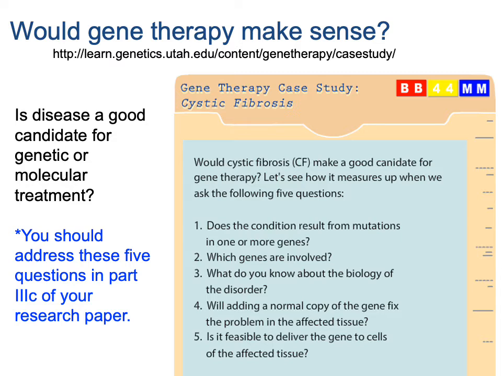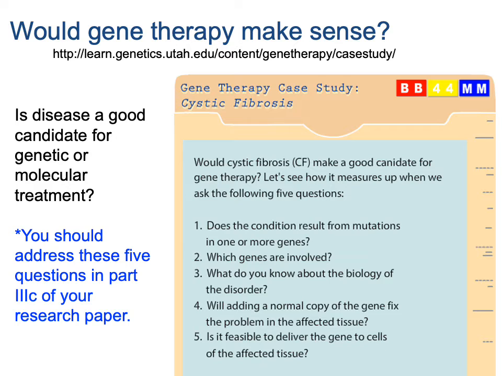The 5 questions to consider are: Number 1, does the condition result from mutations in one or more genes? So basically, is it genetic? Number 2, are the genes known? Which genes are involved? Number 3, what's known about the biology of this disorder? Number 4 is a really important one: will adding a normal copy of the gene fix the problem in the affected tissue? And number 5, is it feasible to deliver the gene to cells of the affected tissue?